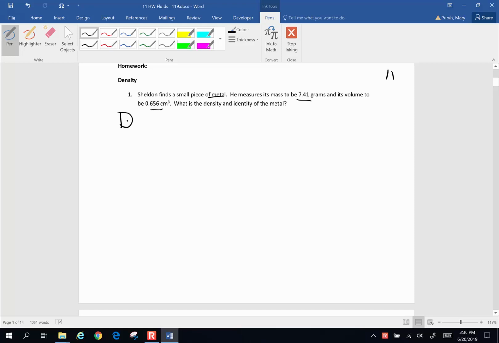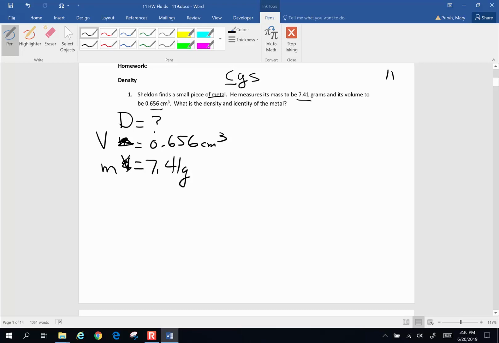This is a simple little density equation. We want to know density. We know the volume is 0.656 cubic centimeters, and the mass is 7.41 grams. Now we are working in this problem in the CGS units, grams and centimeters. This is the set of units that is much more common in chemistry than in physics, but they work just as well.